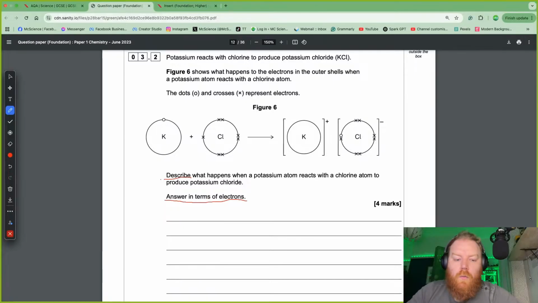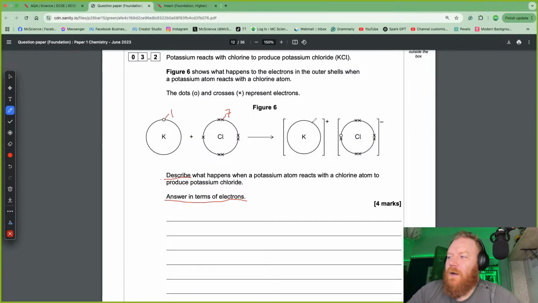So, with a question like this, we can see here the outer shells of our atoms of potassium here and chlorine here. Chlorine in group 7, therefore, has 7 electrons. Potassium in group 1 has 1 electron. And if I've just said protons there, I meant electrons. Easy mistake to make, but I'm only human.